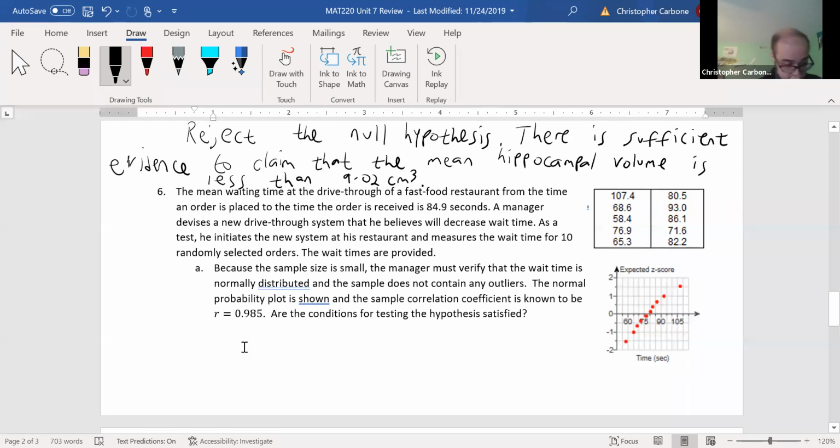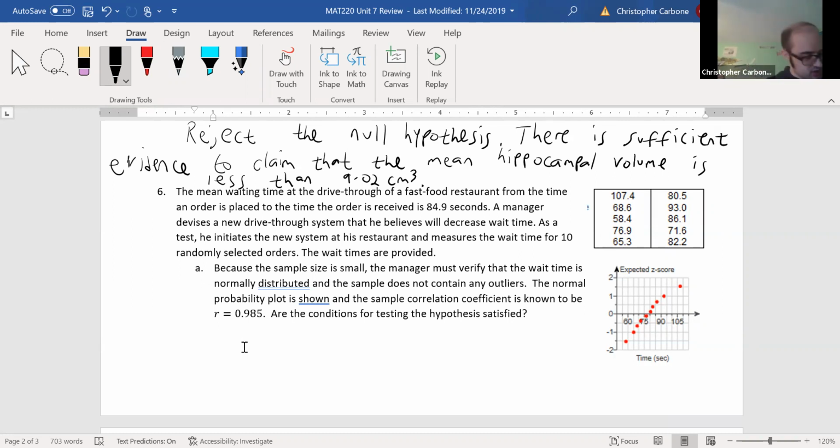For question number 6, the mean waiting time at the drive-thru of a fast food restaurant from the time an order is placed to the time the order is received is 84.9 seconds. A manager devises a new drive-thru system that he believes will decrease wait time. As a test, he initiates the new system at his restaurant and measures the wait time for 10 randomly selected orders. The wait times are provided in the table. Because the sample size is small, the manager must verify that the wait time is normally distributed and the sample does not contain any outliers. The normal probability plot is shown, and the sample correlation coefficient is known to be r equal to 0.985.